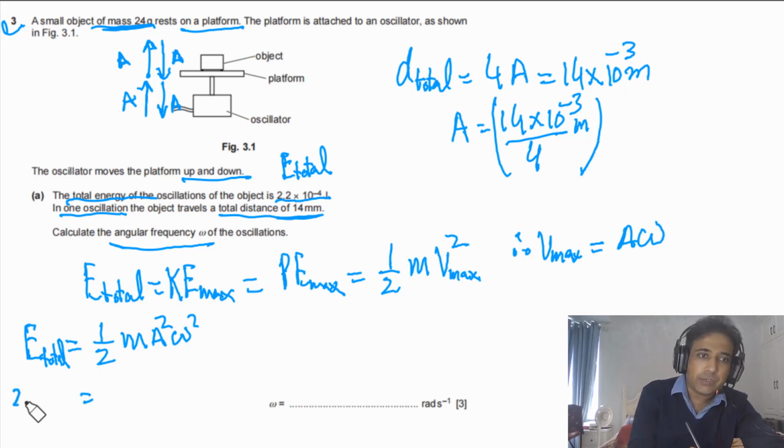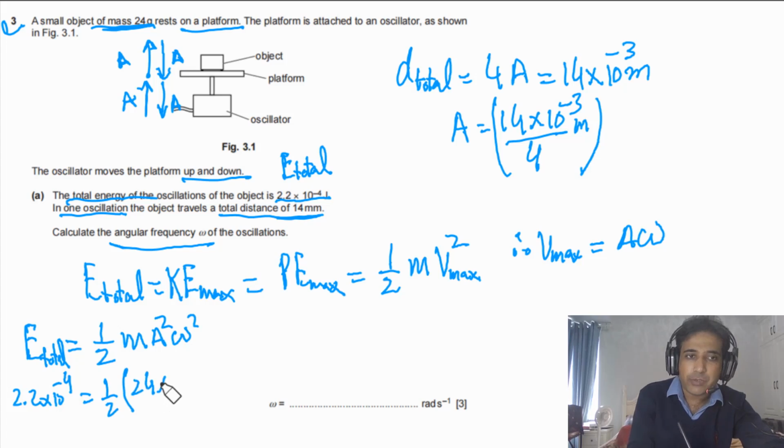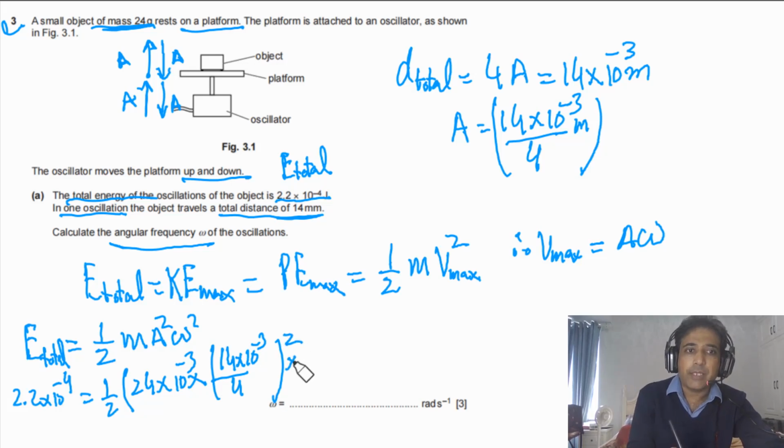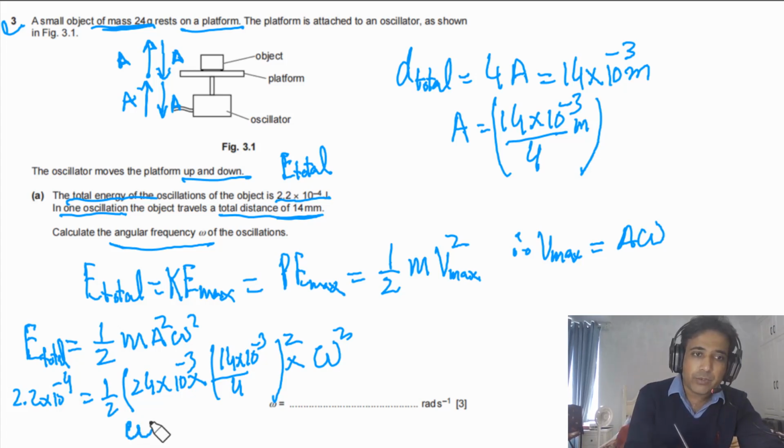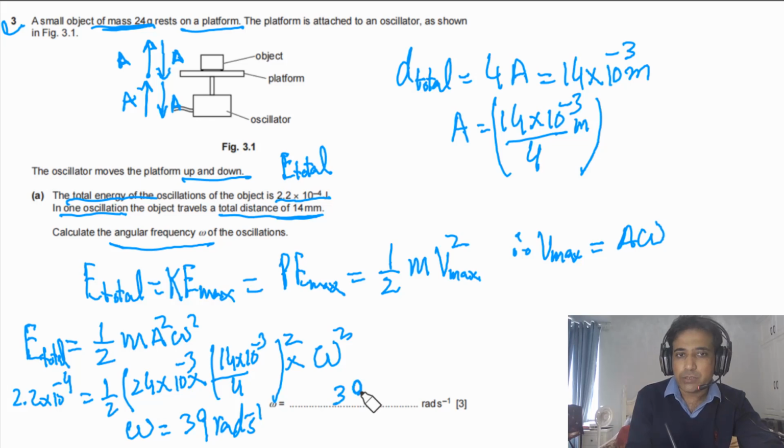E total is 2.2 times 10 to minus 4 joules. Here we have 1/2, and the mass is 24 grams, so 24 times 10 to minus 3, this is in kgs, and amplitude we have, that is 14 times 10 to minus 3 divided by 4 square, and multiply by omega square. So here we have omega square, so we can solve for omega square now, and we will get the value of omega. So omega in this case will be equal to 39 radians per second up to 2 SF. So this is the final answer.